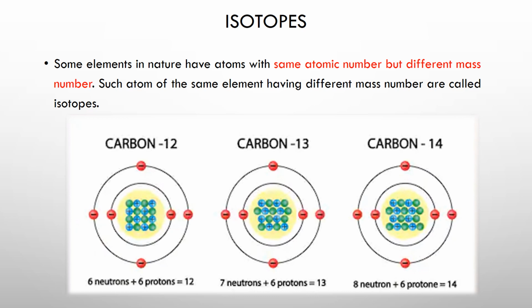Now if you have paid attention, you will understand that everywhere the proton number is the same. It is 6, 6 and 6. But if you look at the neutron number, it is 6, 7 and 8. Which means that the proton number is the same, so the atomic number is the same. But because the neutron number is changing, the atomic mass number is changing. That is when you say that those substances which have the same atomic number but different mass number are called isotopes.